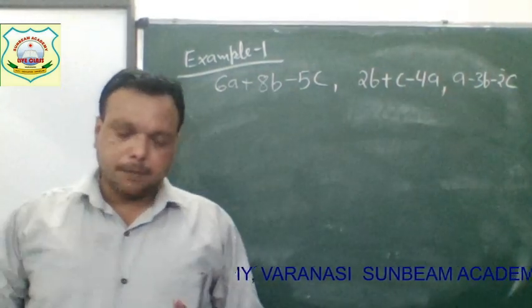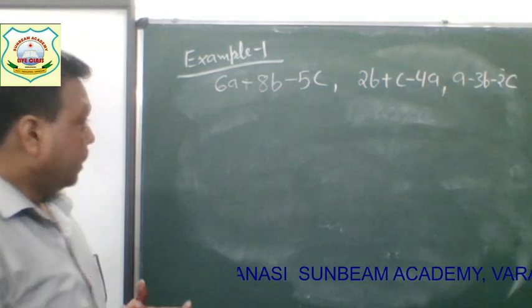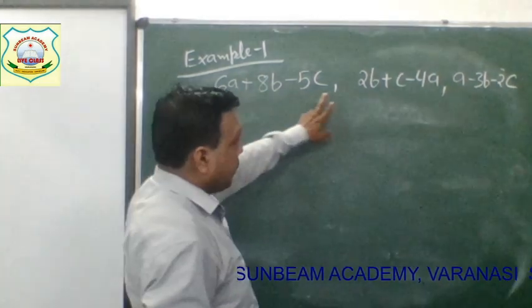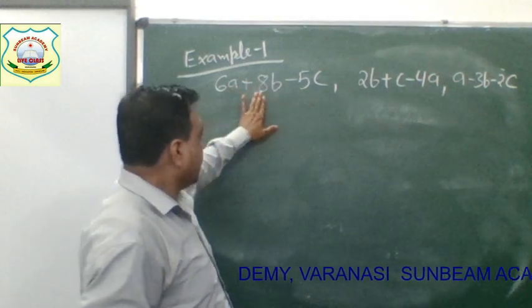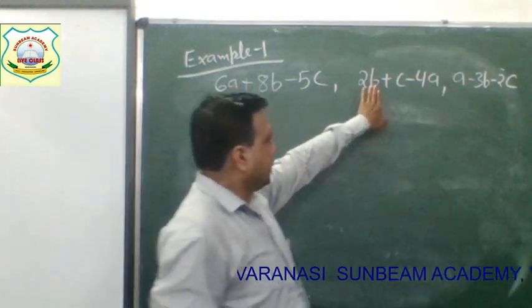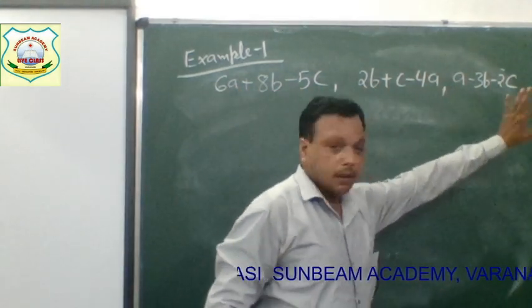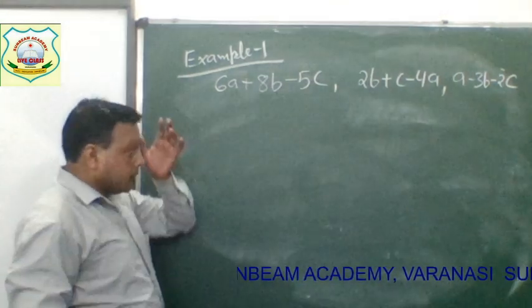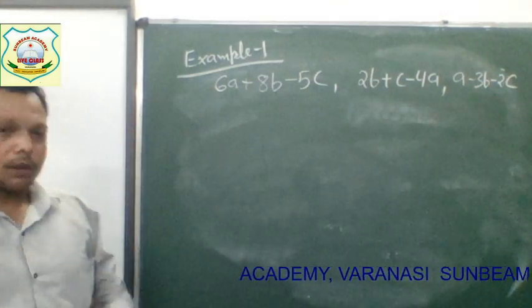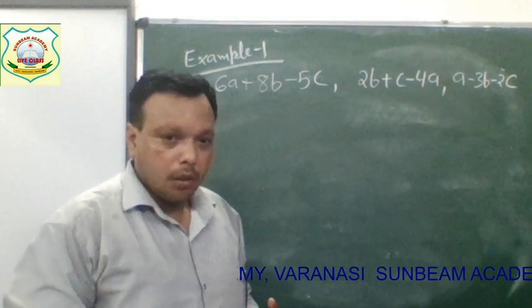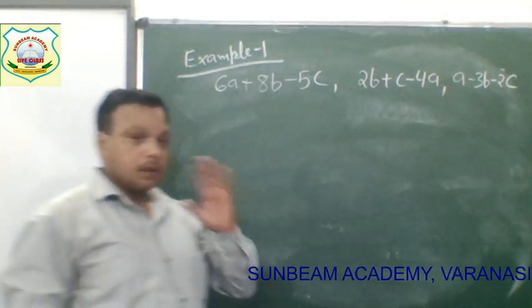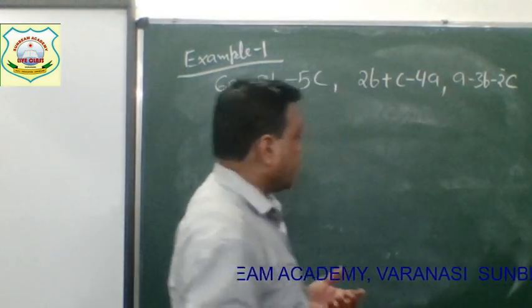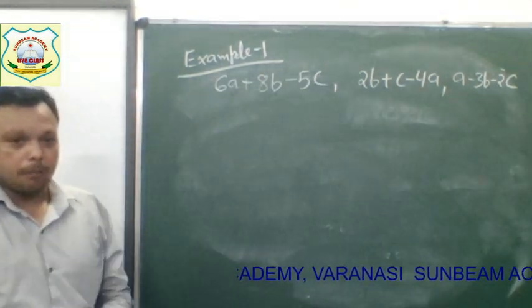They all have variables: 6a, a is a variable; 8b, b; c. We will add them. There are two procedures: first one is vertical and the second one is horizontal. Now students, you have a question: what is sir telling, vertical and horizontal?